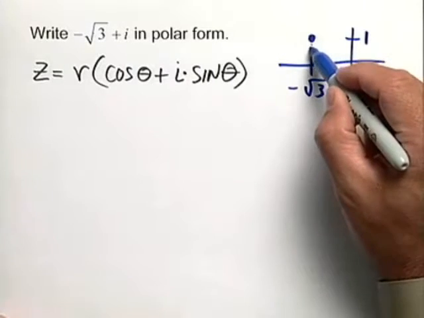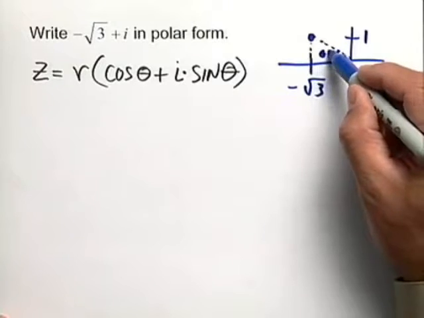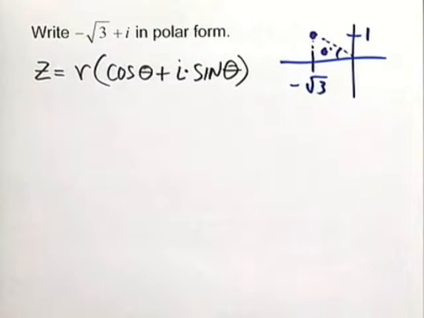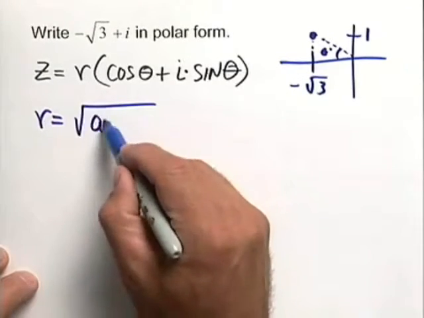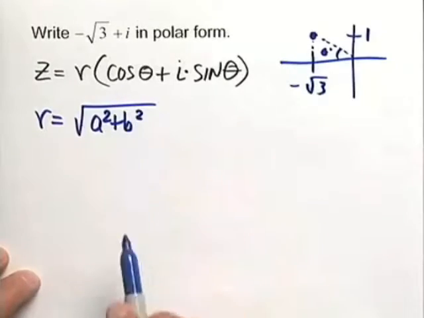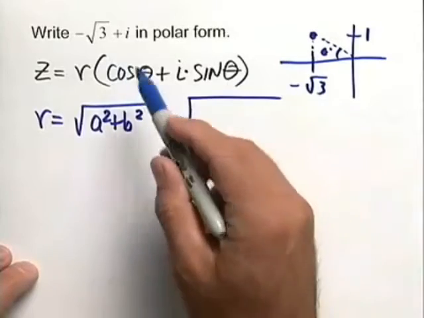And what we want to do here is draw a quick right triangle. Looks something like that. That's theta prime right there, which is hard to tell, but we'll get back to that. All right, first thing we need is r. We need r to be of the form square root of a squared plus b squared, where a in this case is negative square root of 3, and b is 1.